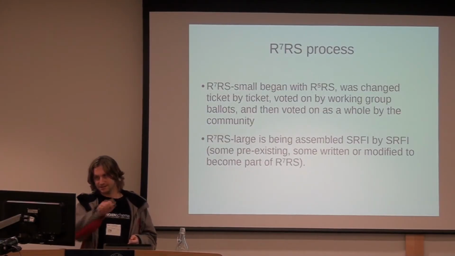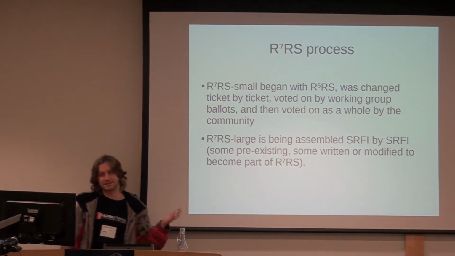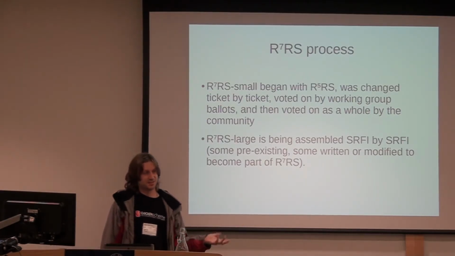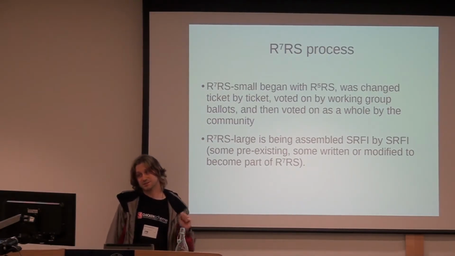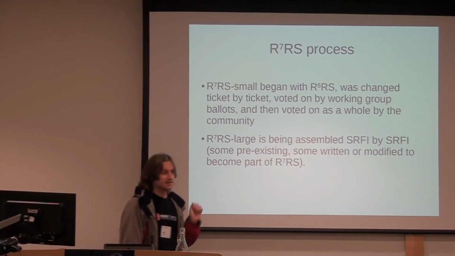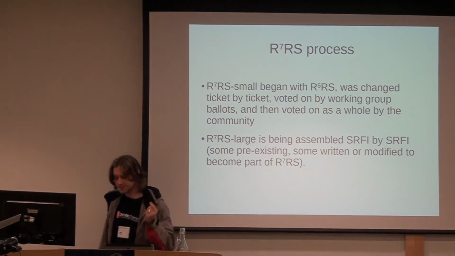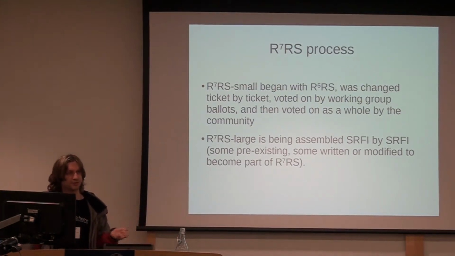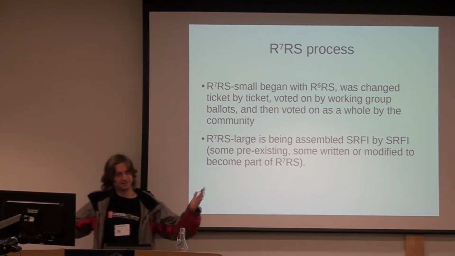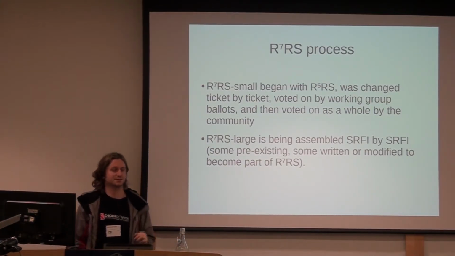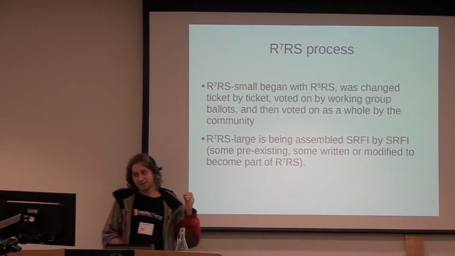Okay, good. So the process for R7RS small was: let's start with R5RS. Ticket by ticket, we voted on things, decided what to do, and then voted on the whole result. R7RS large is being assembled SRFI by SRFI. So for a given area, in red we're looking at data structures and things, we're looking at the existing SRFIs for features people want, writing new ones if there aren't any already, generally in a conservative manner, not going out and doing wonderful flights of research, but looking at things that are out there that haven't really been standardized, looking at de facto standards and trying to bring them together and produce SRFIs.